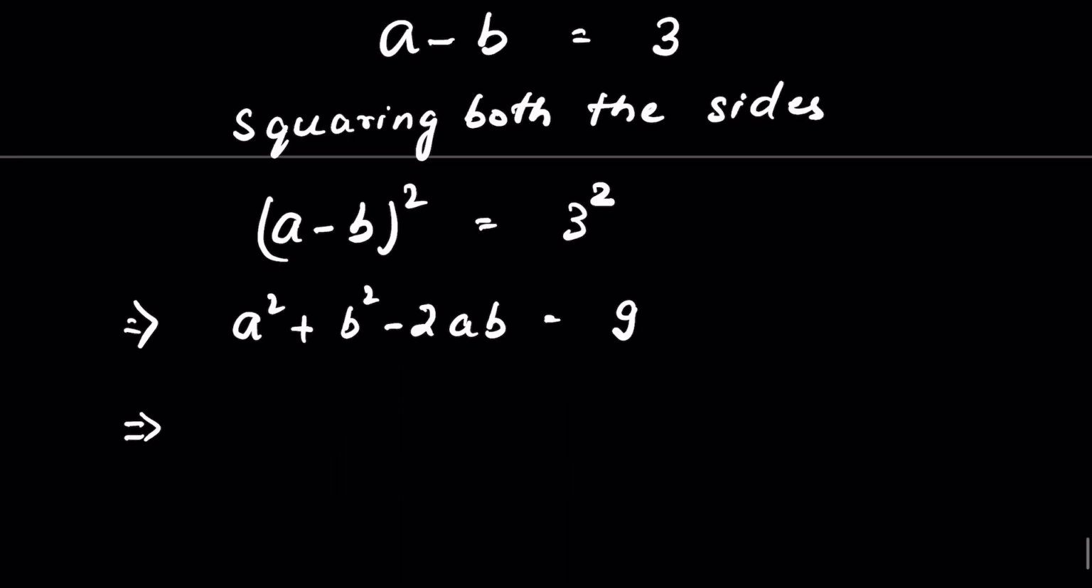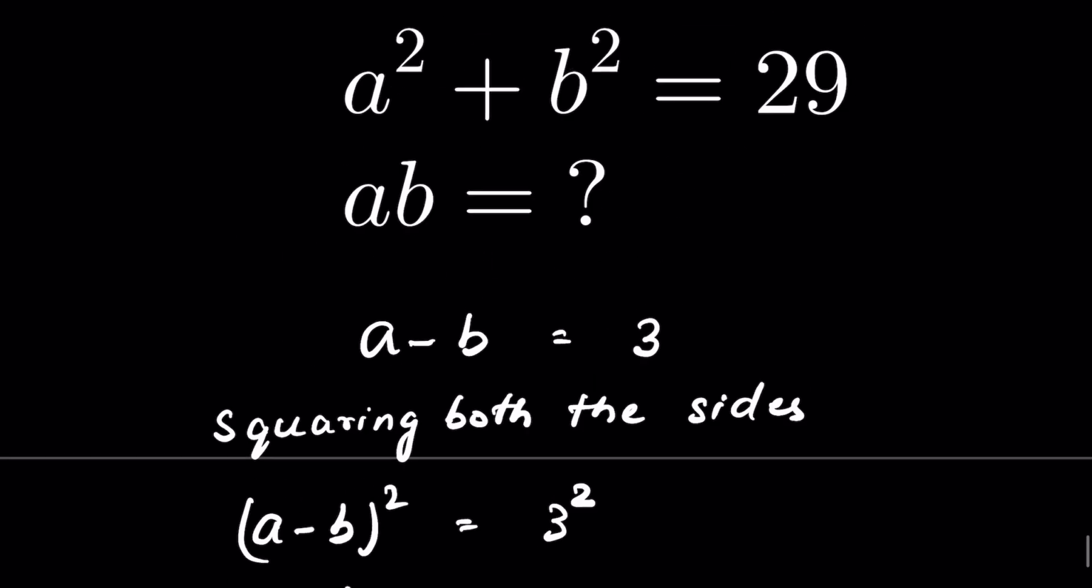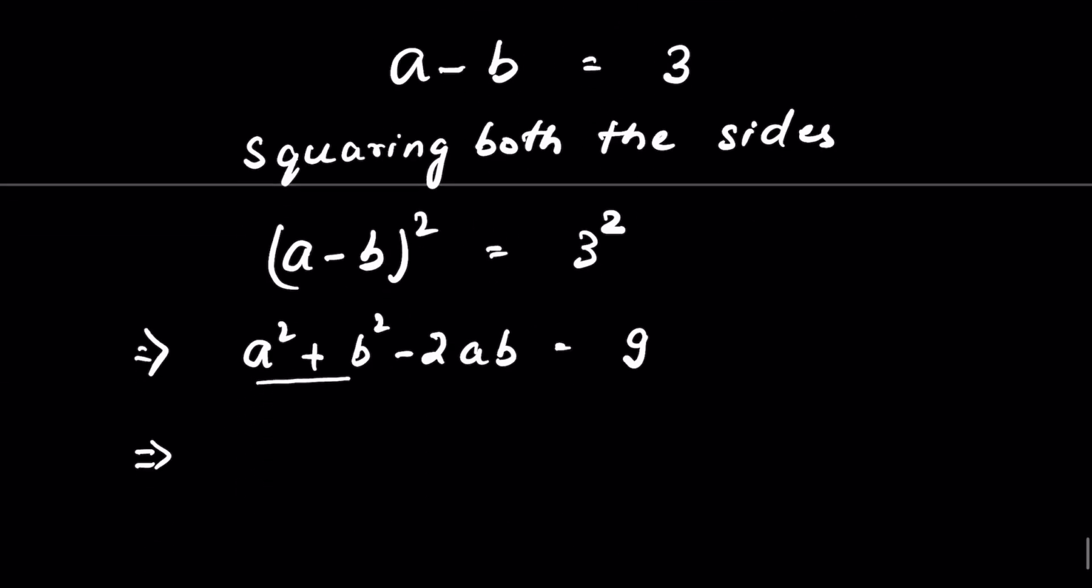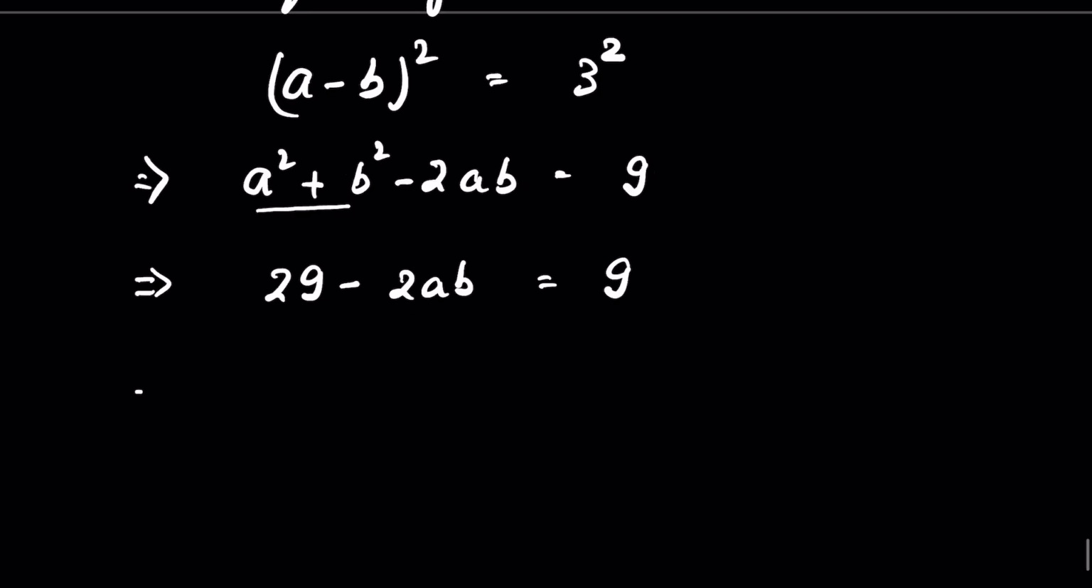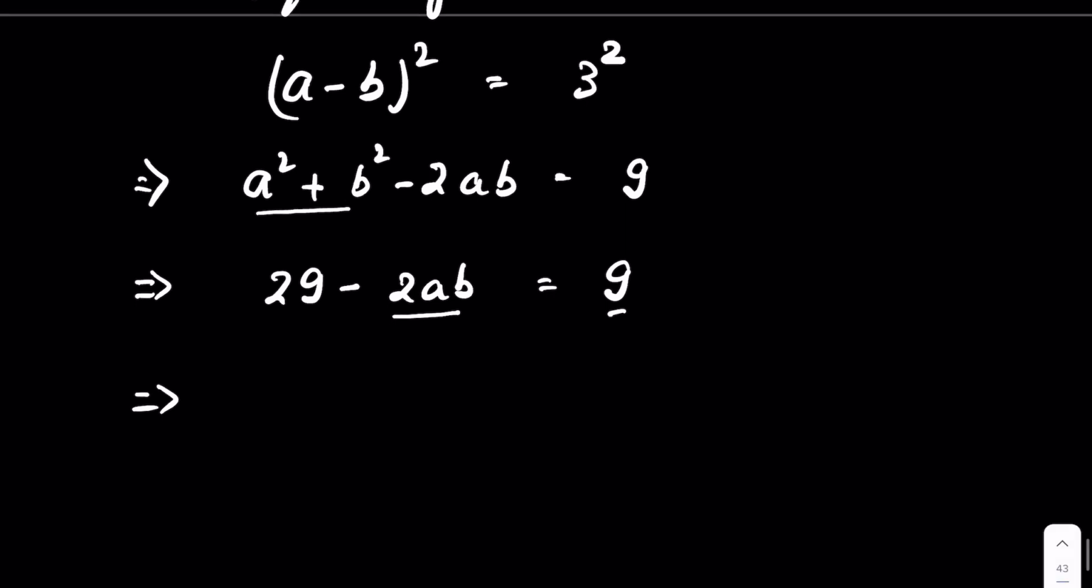Now, a square plus b square, the value given here is 29. So, let's put the value of a square plus b square. So, 29 minus 2ab is equal to 9. Or, we send 2ab to the right hand side and 9 to the left hand side. So, we get numbers on one side and variables on one side. So, 29 minus 9 is equal to 2ab.